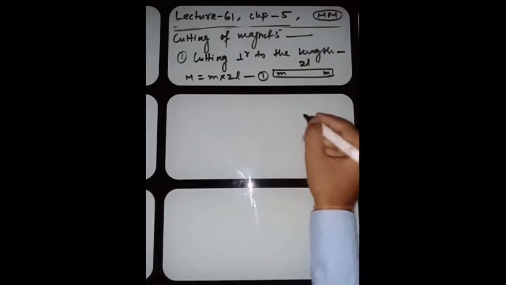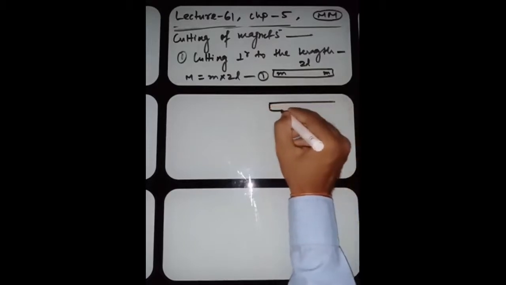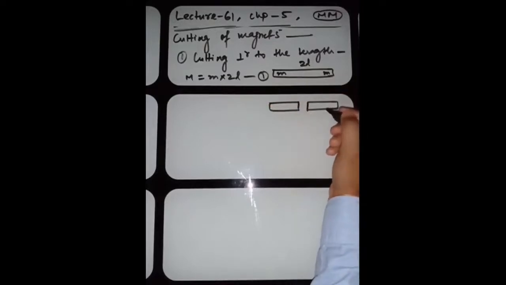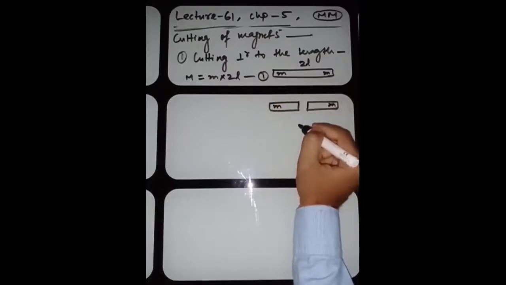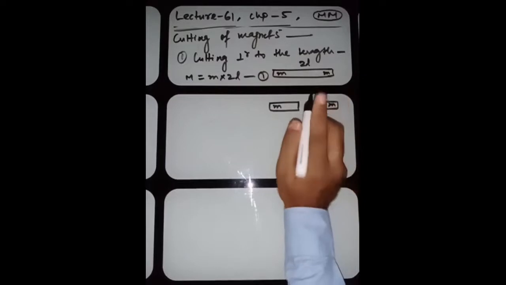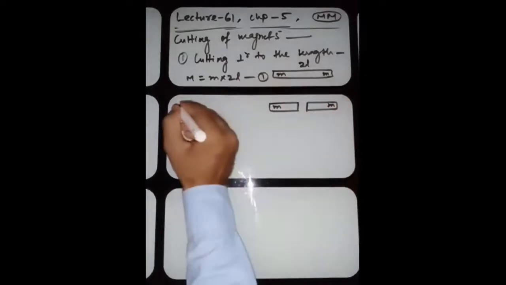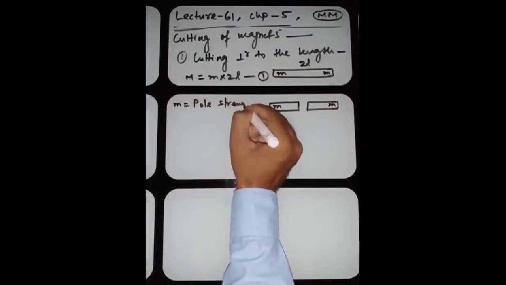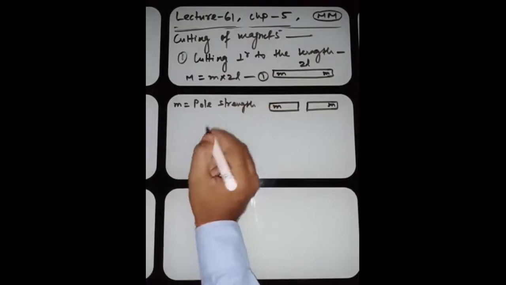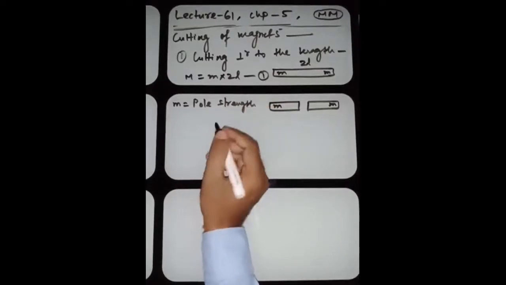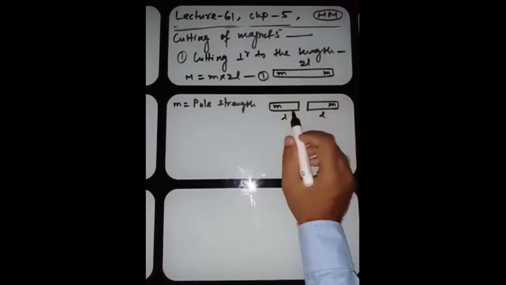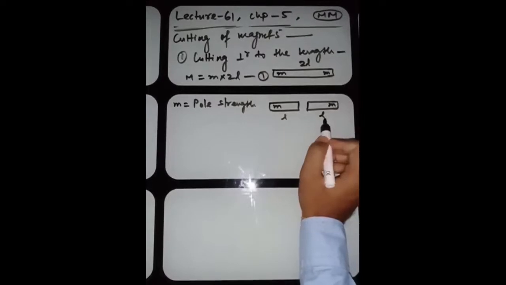Now we are going to cut it lengthwise. This was a magnet and we cut it in 2 pieces. The one thing you should remember, my dear students, when you cut the magnet in this way, lengthwise, there will be no change in pole strength. If m is the pole strength, then it remains constant. Now, what will change? The length will change. If you cut in 2 equal halves, then this length will be L and this will be the length L.